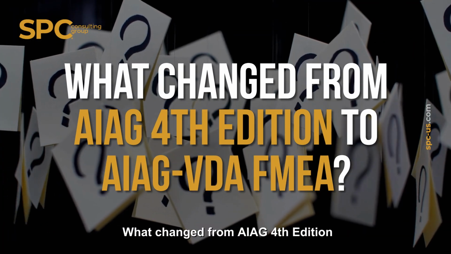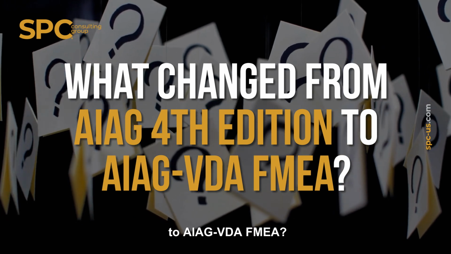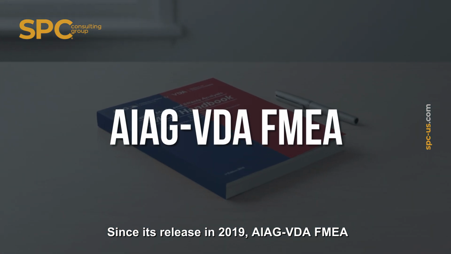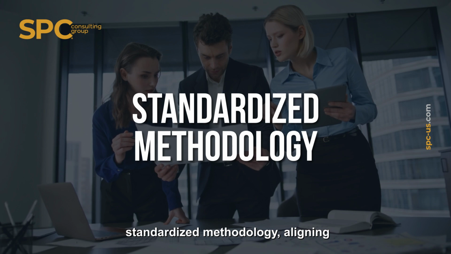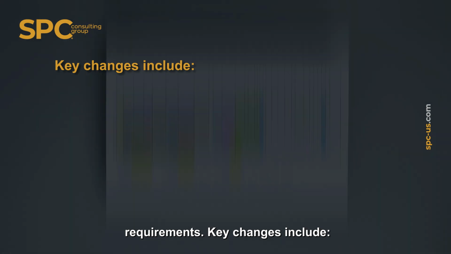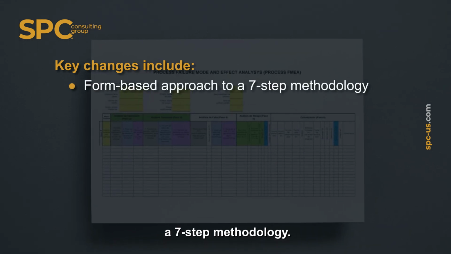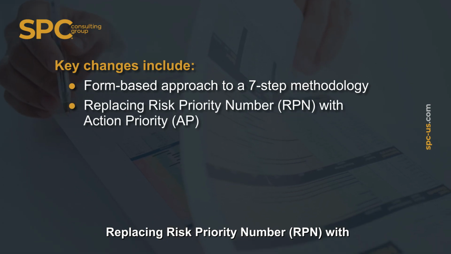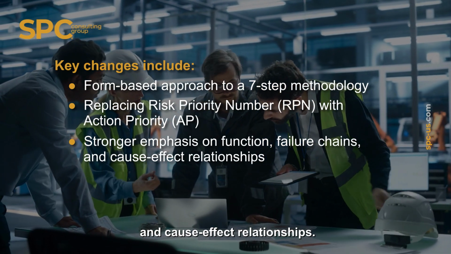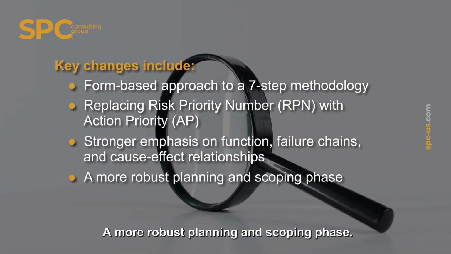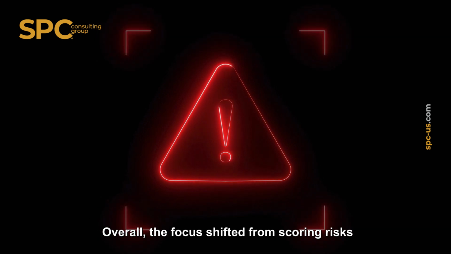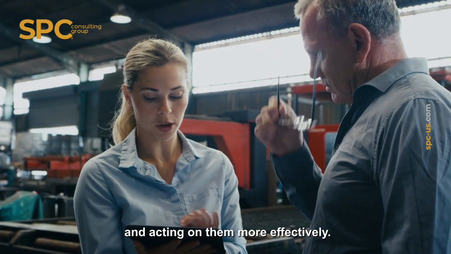What changed from AIAG 4th edition to AIAG-VDA FMEA? Since its release in 2019, AIAG-VDA FMEA has introduced a more structured and standardized methodology, aligning North American and German automotive requirements. Key changes include moving from a form-based approach to a 7-step methodology, replacing risk priority number with action priority, stronger emphasis on function, failure chains, and cause-effect relationships, a more robust planning and scoping phase, clear separation between analysis and optimization. Overall, the focus shifted from scoring risks to understanding them more deeply and acting on them more effectively.